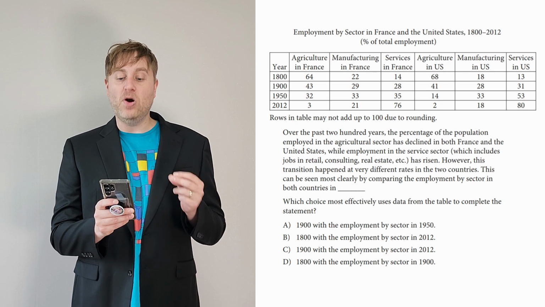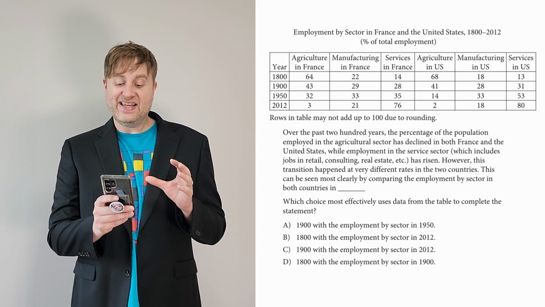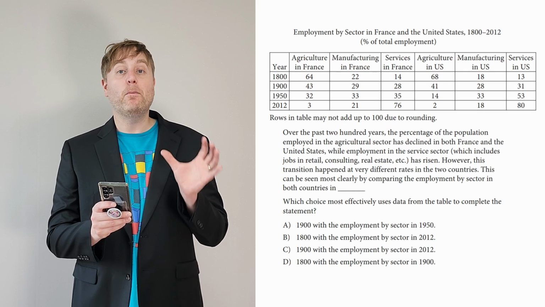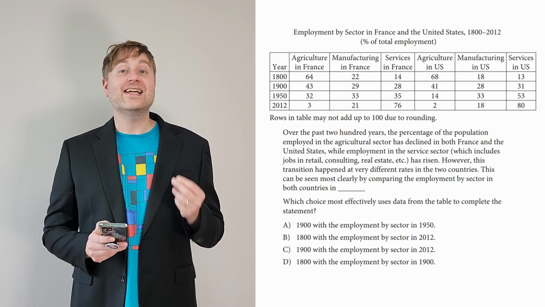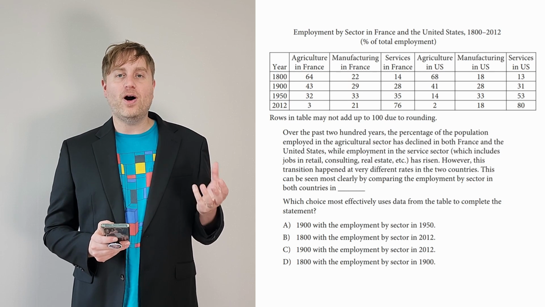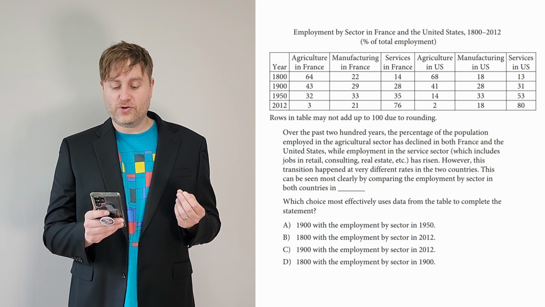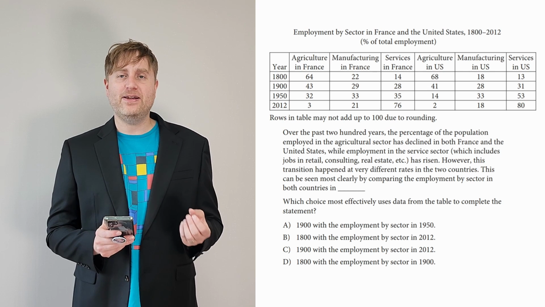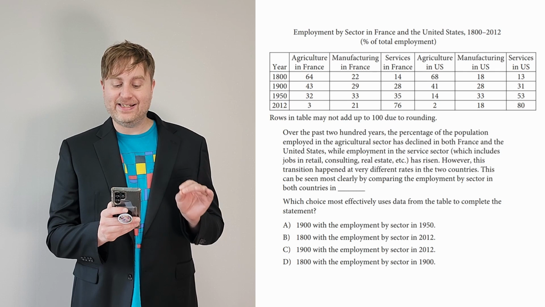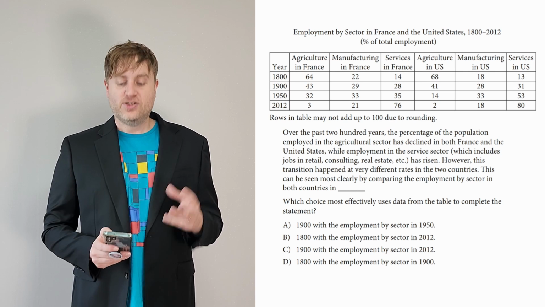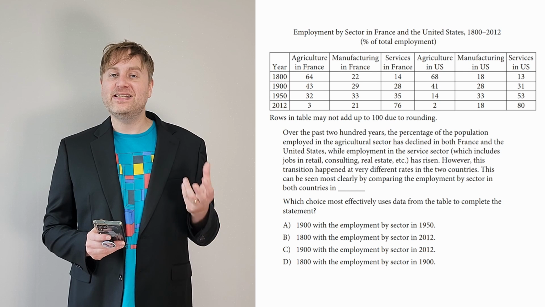This can be seen most clearly by comparing the employment by sector in both countries in blank. Now the phrase "this can be seen" tells us that we're going to get an example. But an example of what? To find out, we need to know what "this" refers to, which means we'll need to read the previous sentence. This transition happened at very different rates in the 2 countries. So it seems that this is the fact that this transition happened at very different rates.